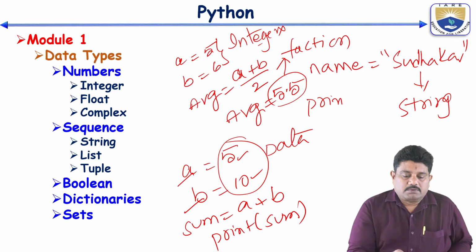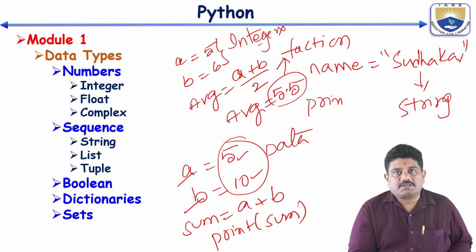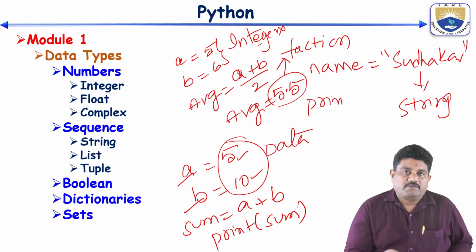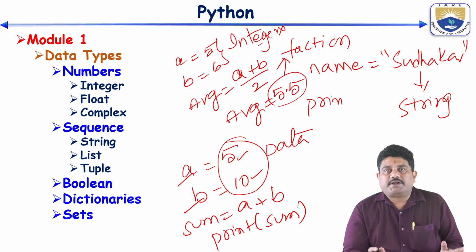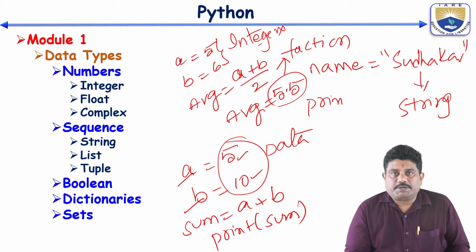So the data types available in Python are numbers, sequence types, boolean, dictionaries, and sets. These are the various data types available. Now you have an idea about data and the types of data.